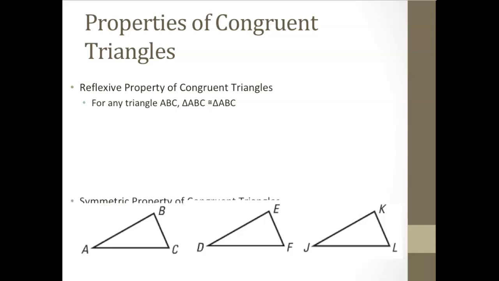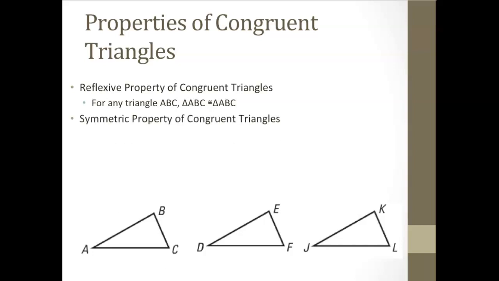Next, we have the symmetric property, which says that if triangle ABC is congruent to triangle DEF, then triangle DEF must also be congruent to triangle ABC. So if one is congruent to the other, that other must also be congruent to the first.